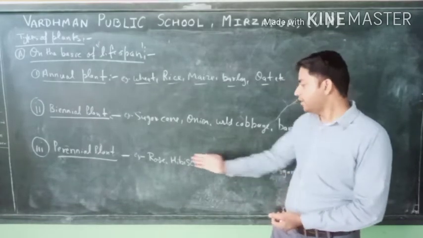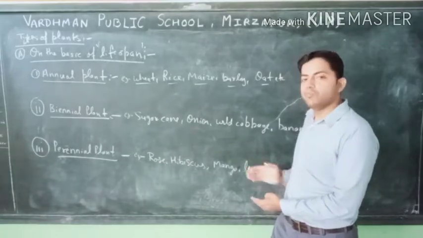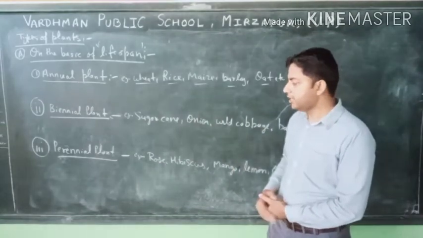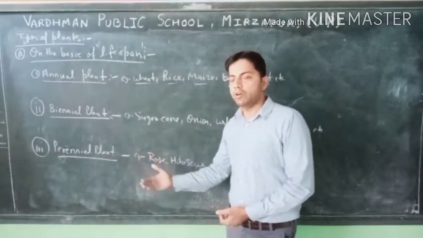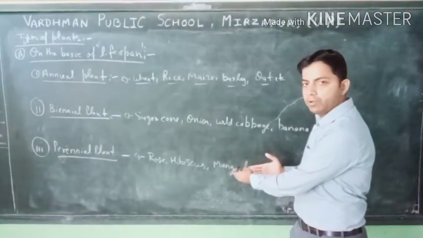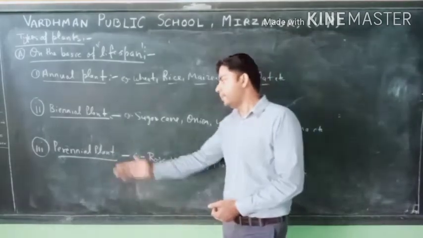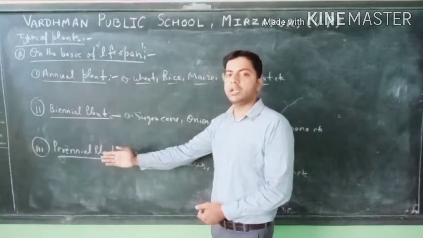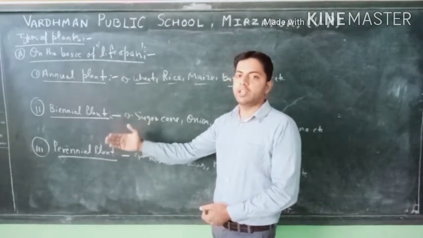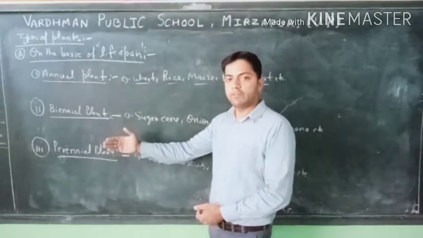In the same way, these plants survive more than 2 years and they produce flowers. If we talk about mango, it produces flowers and fruits every year. So perennial plants are those plants that can complete their life cycle and can survive more than 2 years.